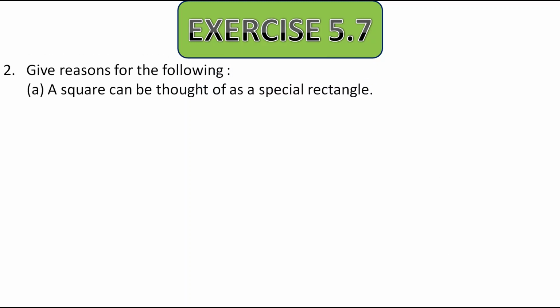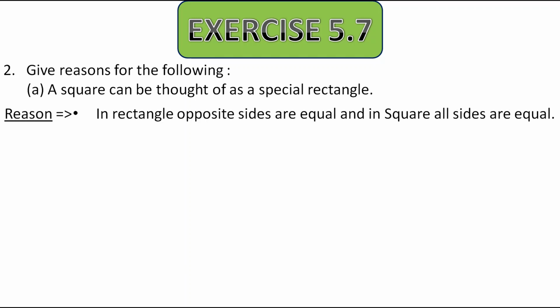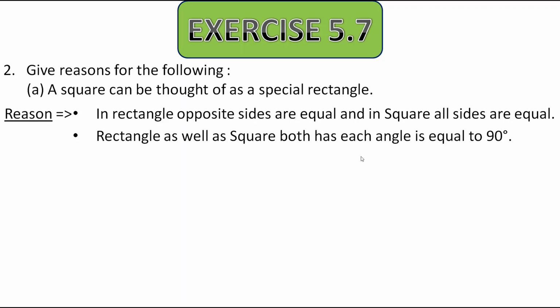Give reasons for the following. Okay. So the first statement is a square can be thought of as a special rectangle. So I'll give you the reason for this. See, in a rectangle opposite sides are equal and in a square all the sides are equal. That means a square also has opposite sides equal. Because of this reason, and since a rectangle as well as a square both have each angle equal to 90 degrees, because of these two properties, a square can be thought of as a special rectangle.